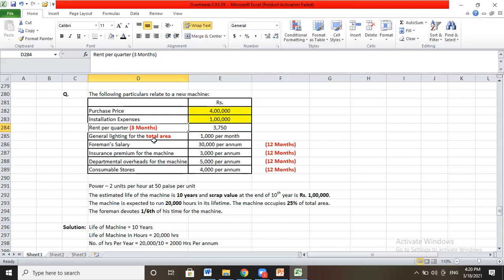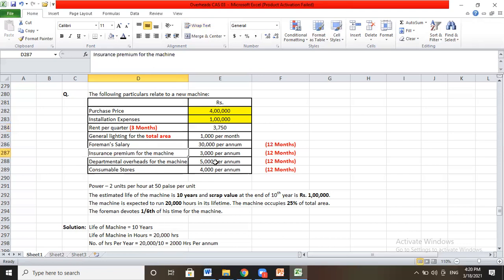Similarly, general lighting for the total area, I mentioned this part is total area. So 1,000 rupees per month. So general lighting is given as per month information. Again, foreman salary is given as 30,000 per annum. That means 12 months information is given.